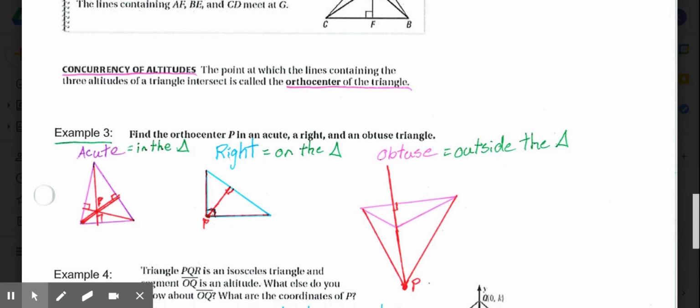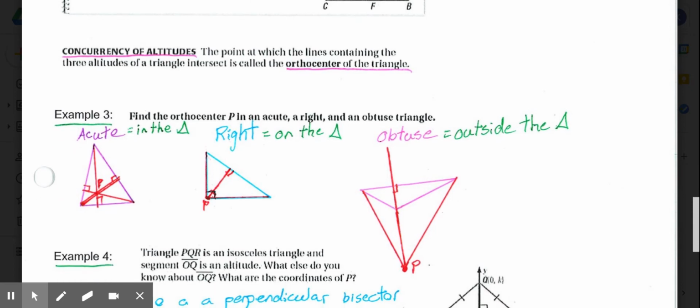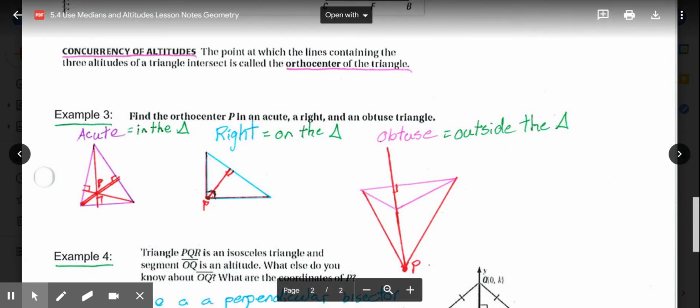So if we were to draw in the altitudes, and I'll make a brief video or post a brief video showing you how to easily draw in altitudes for triangles, we would see if we have an acute triangle, our orthocenter, where the altitudes meet, is on the interior.